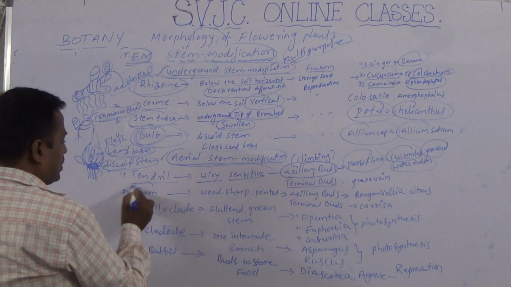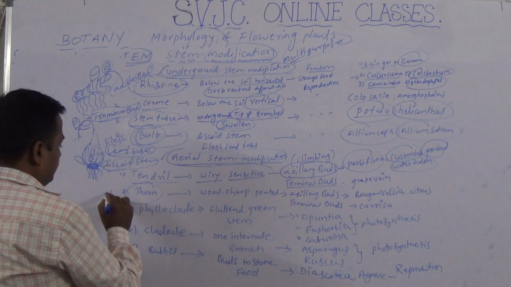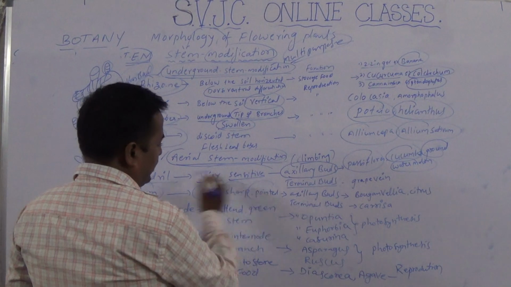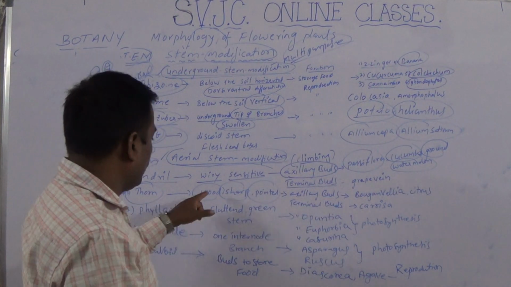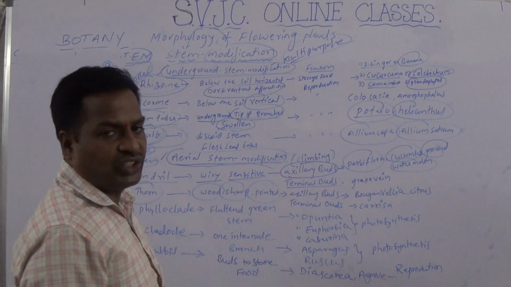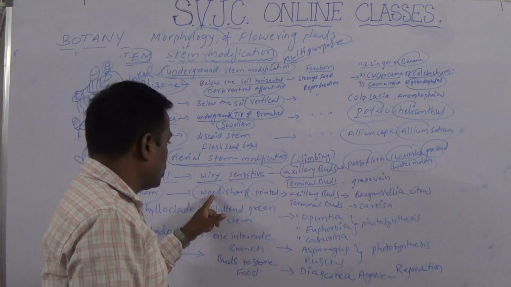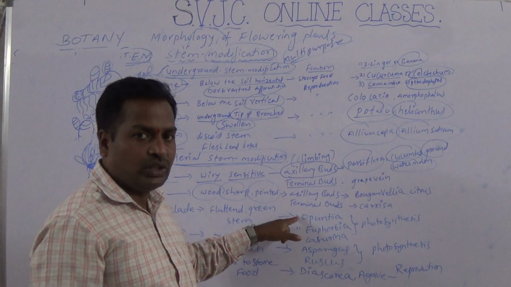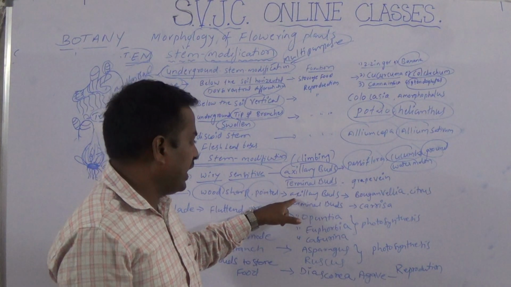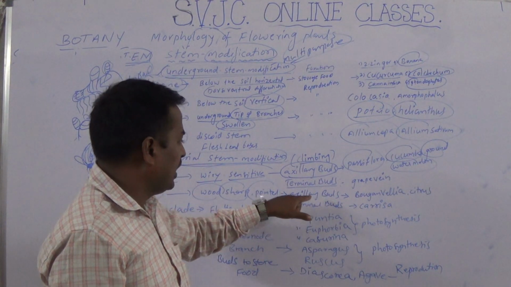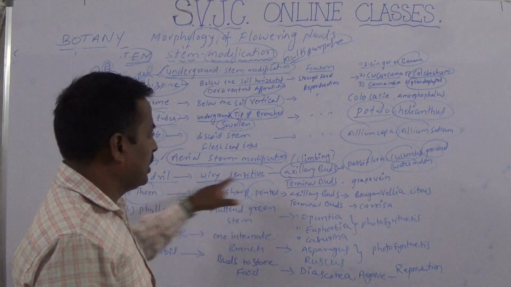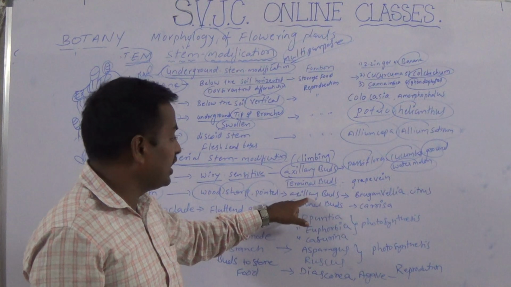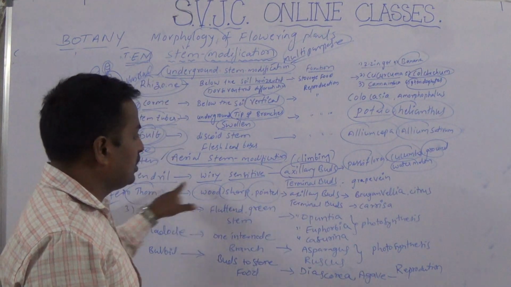The next one is thorn, stem thorns. It is a woody, sharp, pointed structure, not sensitive. It also develops from either axillary buds or terminal buds. Students, examples are important. So axillary bud example: in which plants do axillary buds develop into thorns? Bougainvillea and citrus. In which plants do axillary buds develop into thorns?